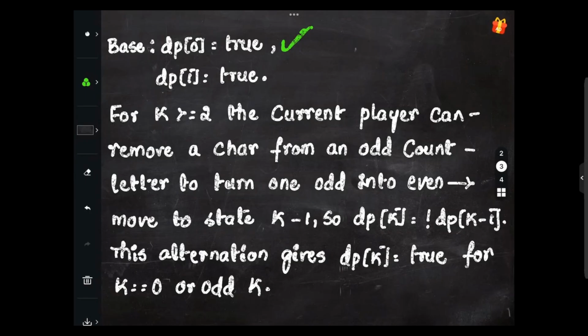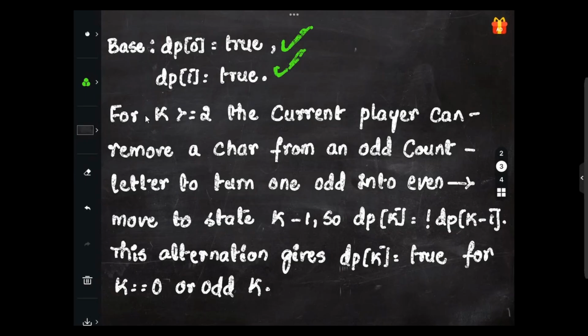For k greater than or equal to 2, the current player can remove a character from an odd-count letter. Just try to remember this, it's a very important point. So for k greater than or equal to 2, beyond the cases 0 and 1, the current player can remove a character from an odd-count letter to turn one odd into an even.